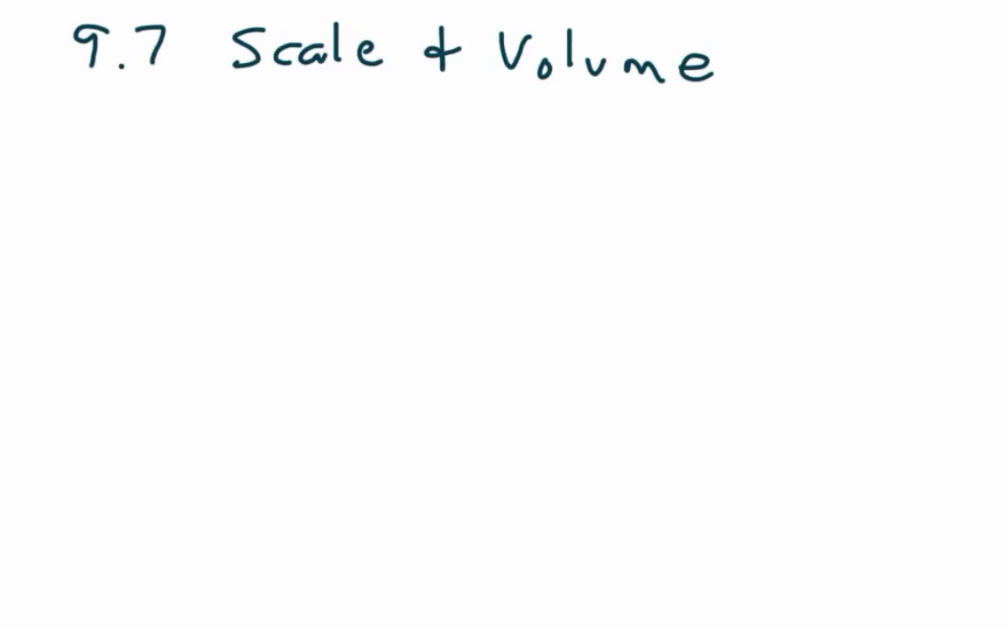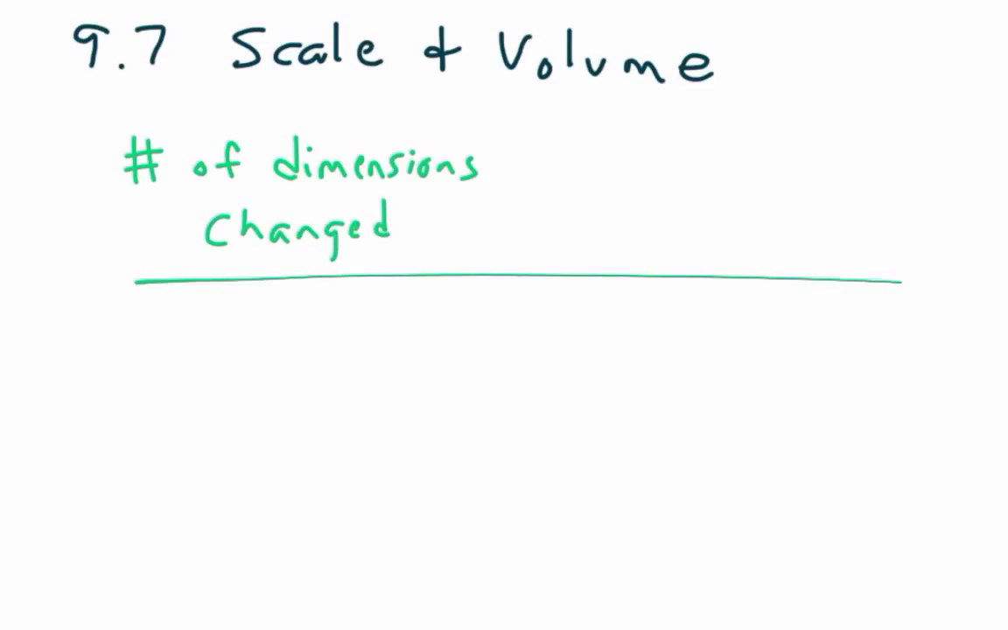The biggest part of today's notes is really just a chart. I want to look at dimensions changed, so the number of dimensions changed. So that's my first column. Then the second column is going to be the effect on prism volume.